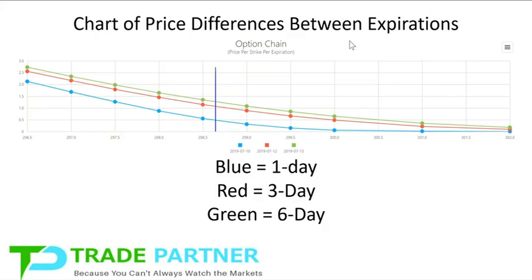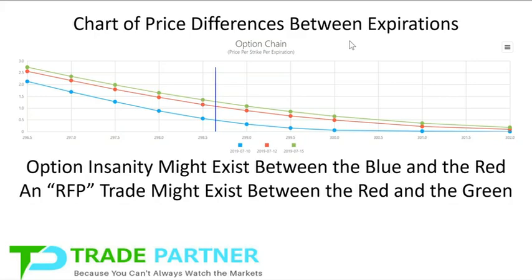So you actually only have 4 trading days with that, but it is 6 days away. And so what you'll see is this difference in prices. And when there's a skew in these prices, when there is a gap, that's where you can look and say, okay, there probably is an option insanity approach between the blue and the red, and there's probably not an option insanity approach between the red and the green. And the reason is because of the price difference in the options.